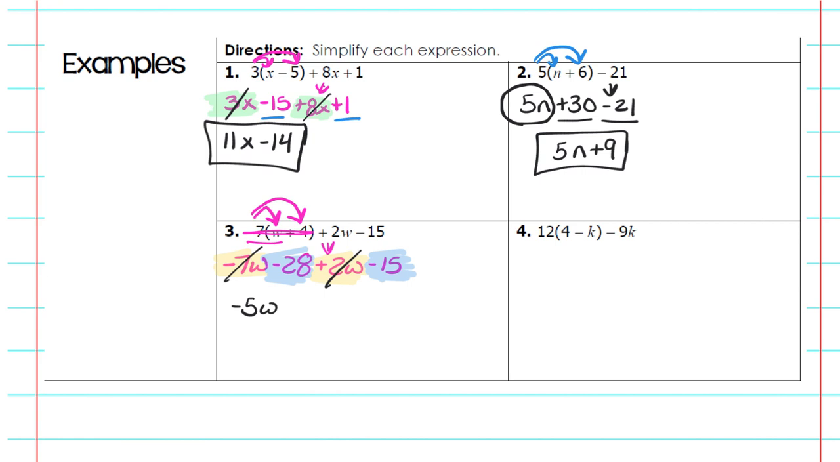Now in my calculator or in my head, I can do negative 28 minus 15. My calculator is going to tell me it is negative 43. So I've used both of those, and my expression is now in the simplest form.